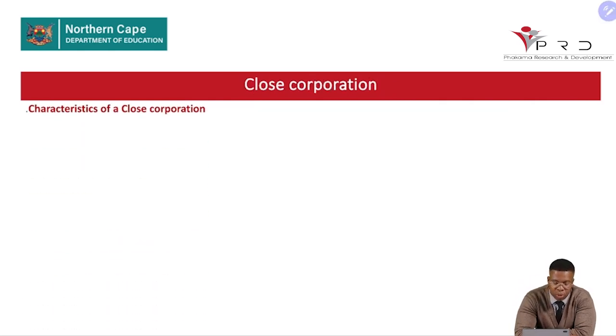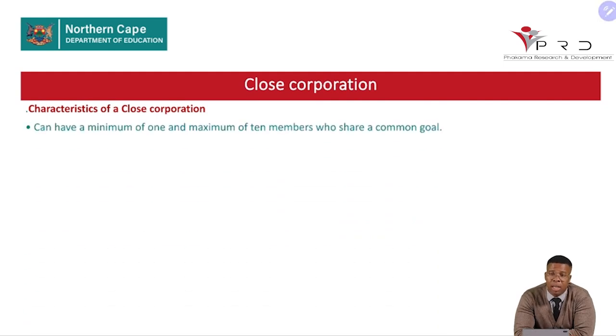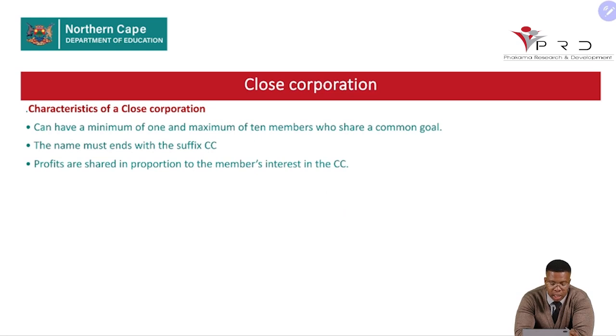Then we have close corporation. The focus there will be on the characteristics. The characteristics of a close corporation focus on the idea that it can have a minimum of 1 and a maximum of 10 members who share a common goal, and the name must end with the suffix CC to indicate close corporation, and then profits are shared in proportion to the members' interest in the close corporation.